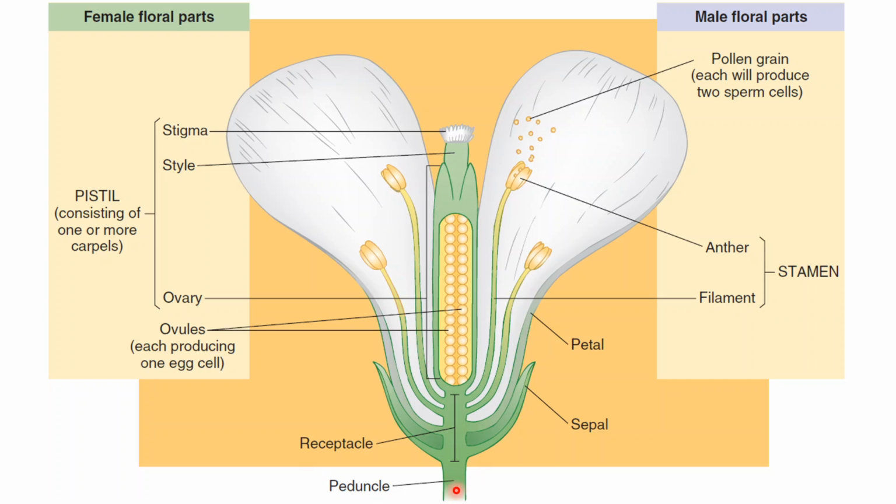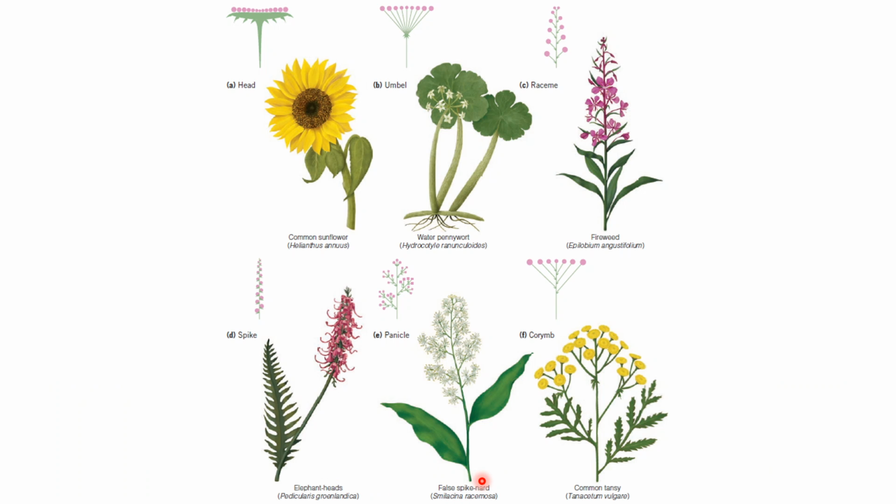If the peduncle has several flowers on it, then there is an inflorescence. There are different parts of inflorescence, so we will get to this later.